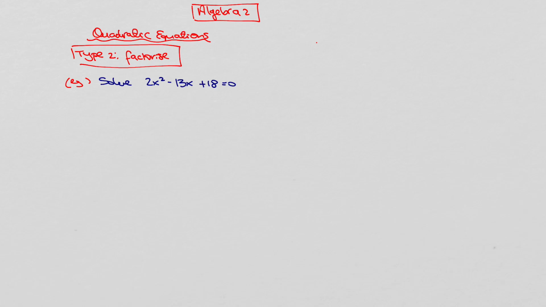Algebra 2, quadratic equations, type 2: factorise. So type 1 we saw in class was our graphing, and looking at the graph where it cuts the x-axis are our roots of our equation. So here we're looking at factorising.